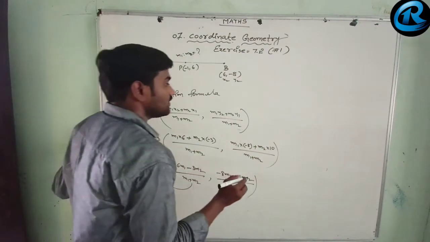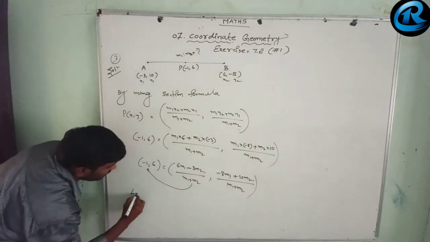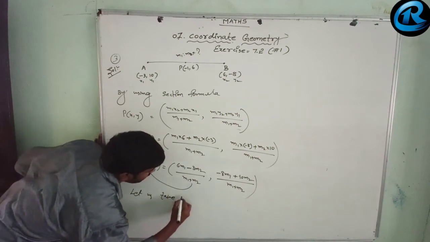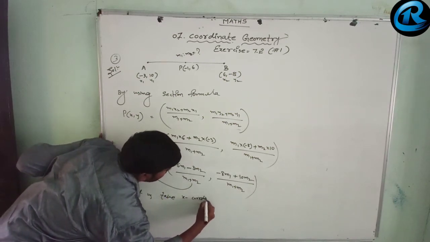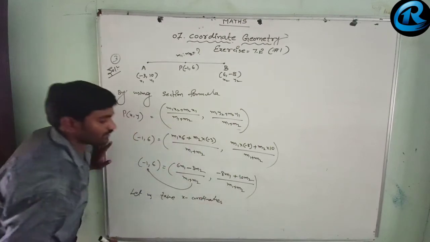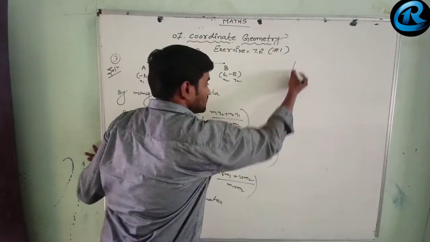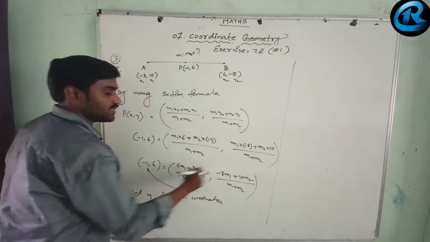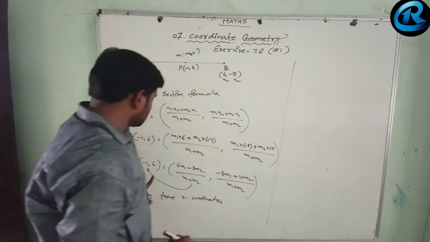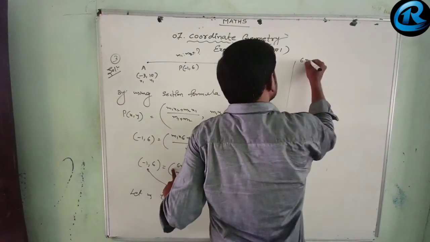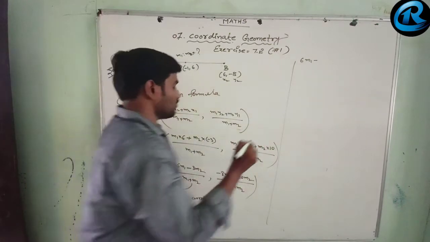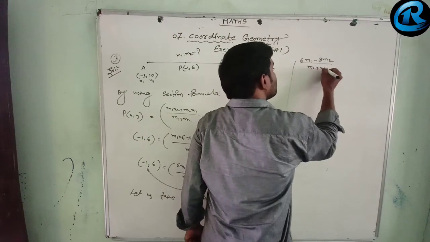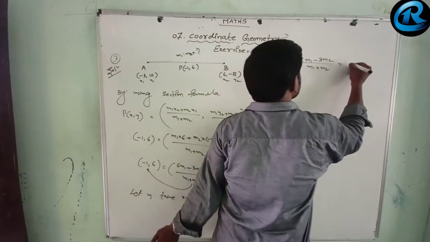ఏదైనా ఒకదాన్ని చేస్తే సరిపోతుంది. Let us make x coordinates equal. Let's take the x coordinates. ఇది ఆల్రెడీ ఈక్వల్ ఉంది కదా, -1 అనేది ఈ x కోఆర్డినేట్ కి ఈక్వల్, 6 అనేది ఈ y కోఆర్డినేట్ కి ఈక్వల్. So let us take the x coordinate, that is 6m1 minus 3m2 by m1 plus m2, that is equal to minus 1.